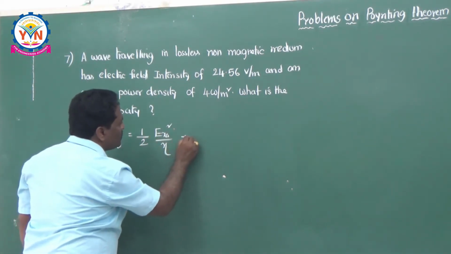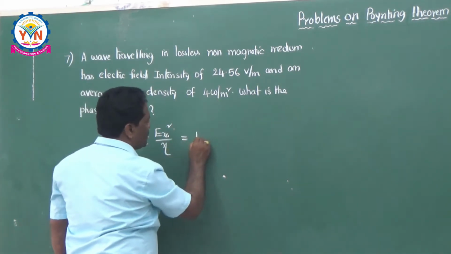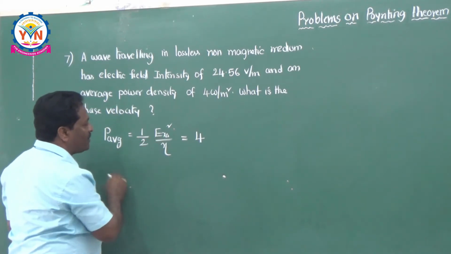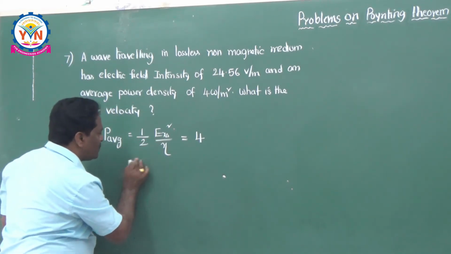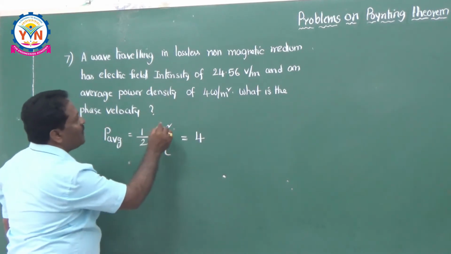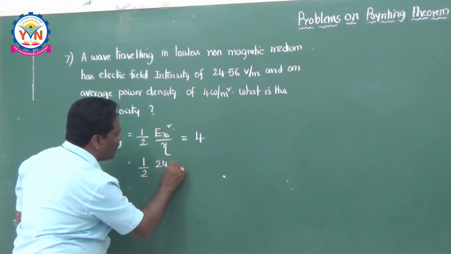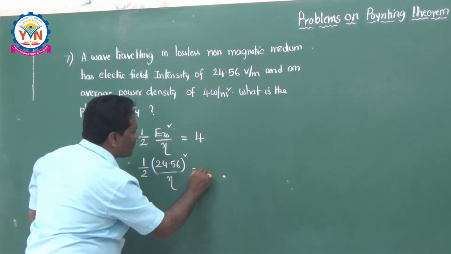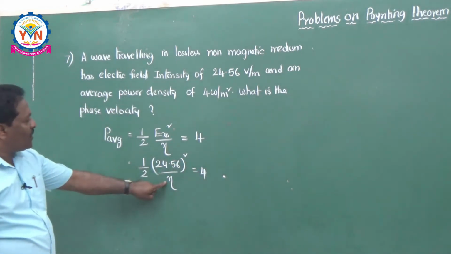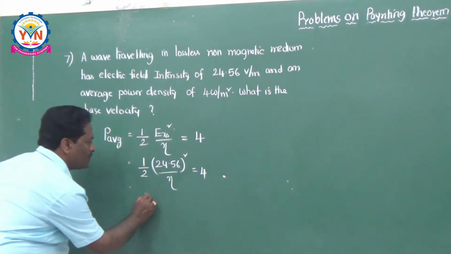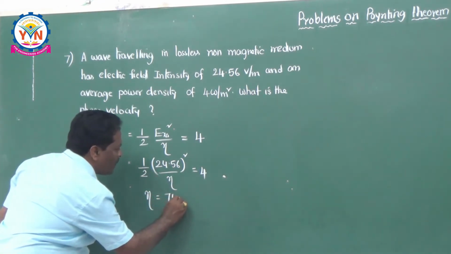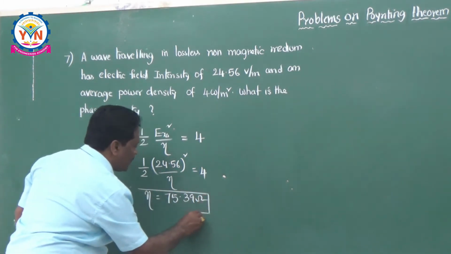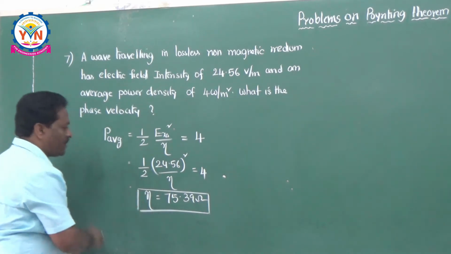That is equal to how much he has given? 4 watts. This is nothing but 4. And he has given the electric field intensity also here. Therefore, half into 24.56 whole square divided by eta is equal to 4. If you calculate from this, your eta will be equal to 75.39 ohms. This is the value you are going to get for the intrinsic impedance.